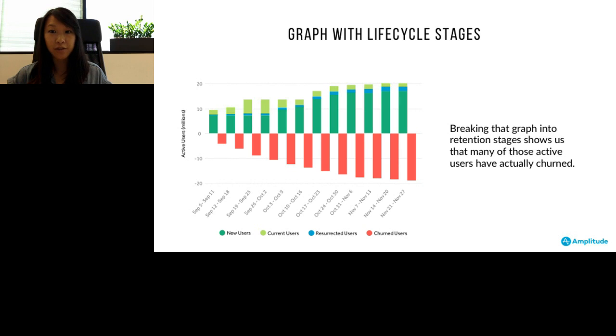Breaking down your active user base into new, current, and resurrected users is going to show you whether or not your product is experiencing true growth. For a more healthy lifecycle chart, you would want to see the bar for current users growing steadily over time, and you probably wouldn't want to see new users making up the vast majority of your active users. You would want it to be a smaller proportion.